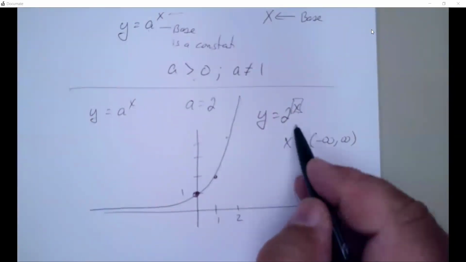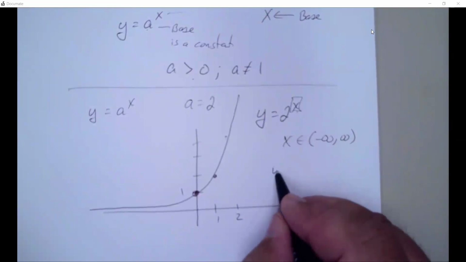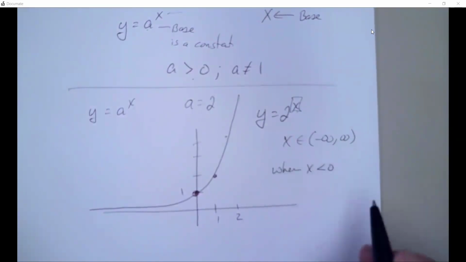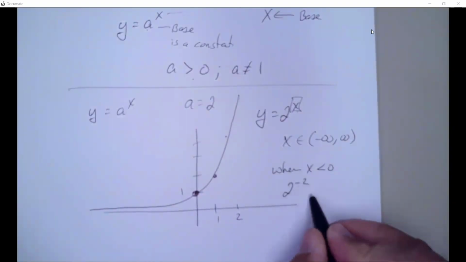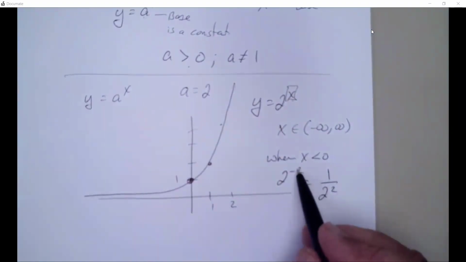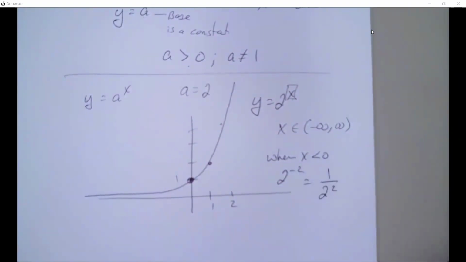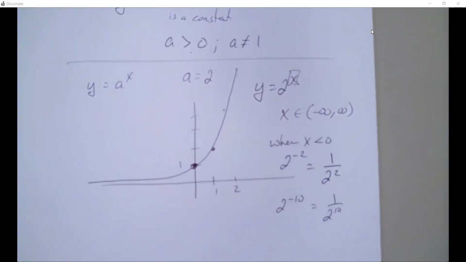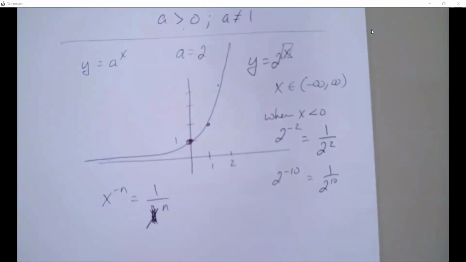Now, when x is negative, 2 to the power negative 2 is equal to 1 over 2 squared. The negative exponent doesn't make the number negative, it makes it a small number, a fraction. 2 to the power negative 10 is 1 over 2 to the 10th. So all the negative exponent does is change where it is and drop the sign. That's why it's never a negative answer.